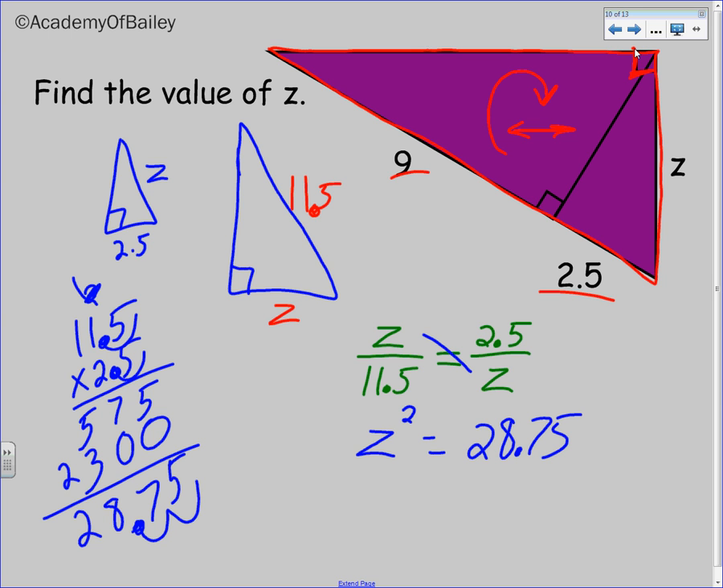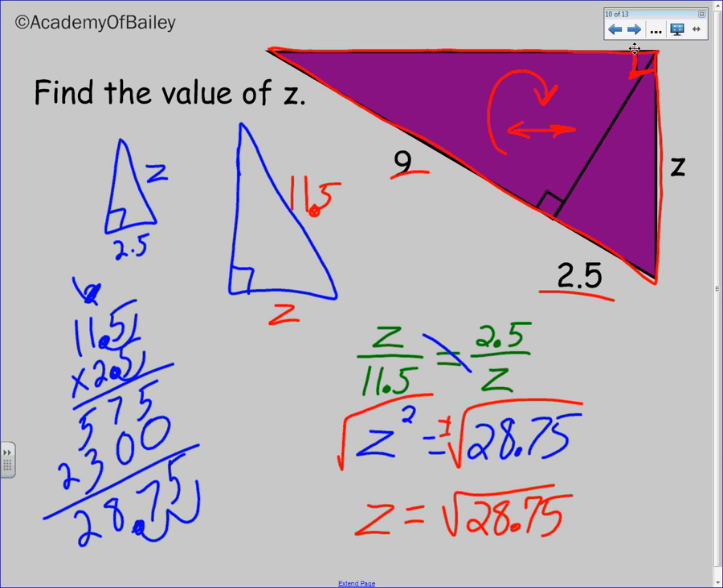And let's finish. Z is equal to, remember it's supposed to be plus or minus, but we're only dealing with the positive here. The square root of 28 and 75/100. Sometimes you can reduce or simplify those, but I do not believe that you can do that with this one.